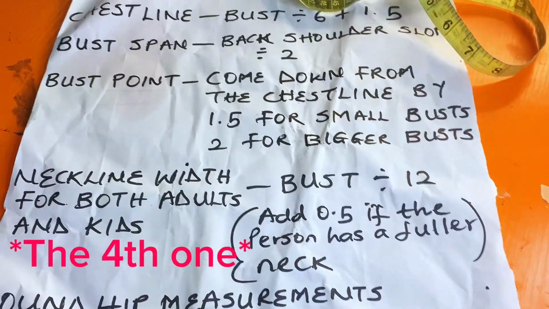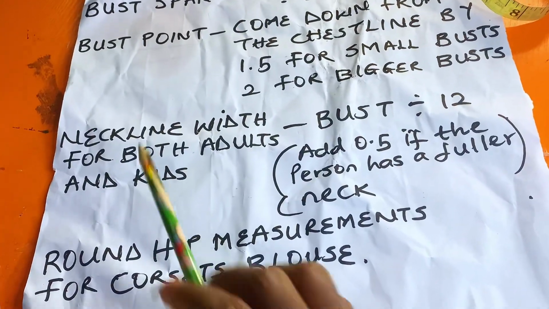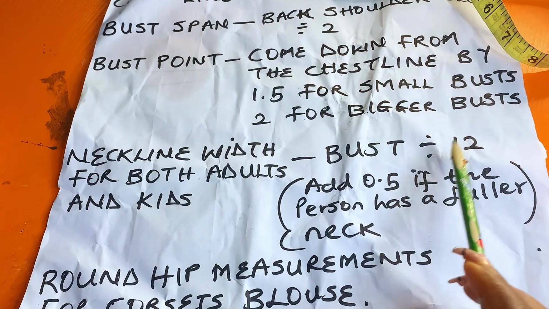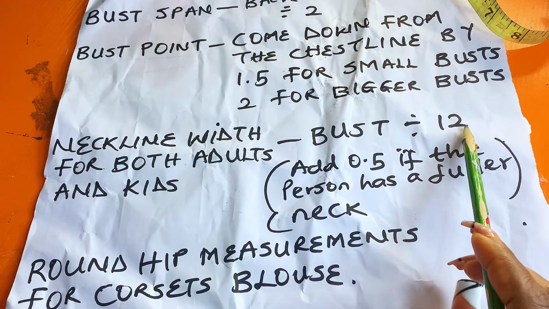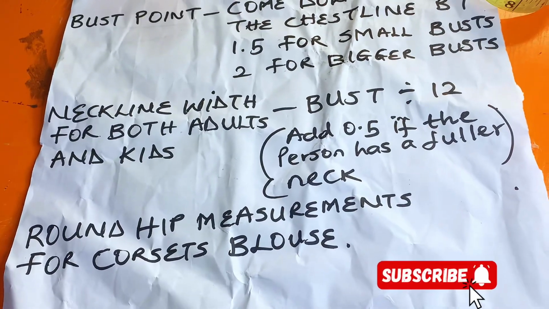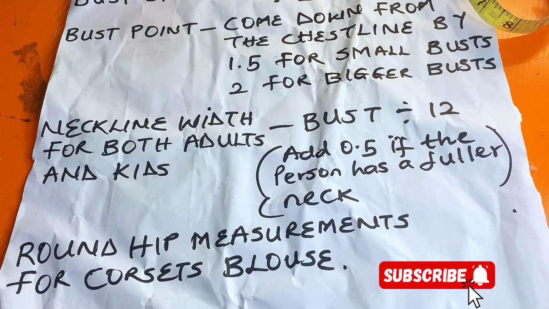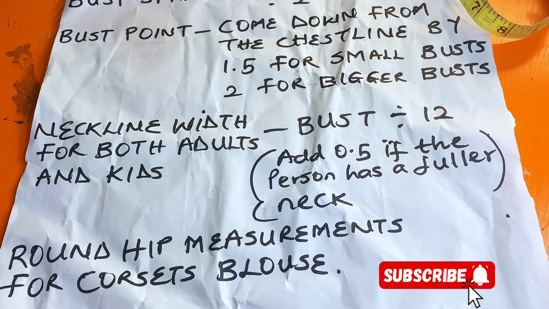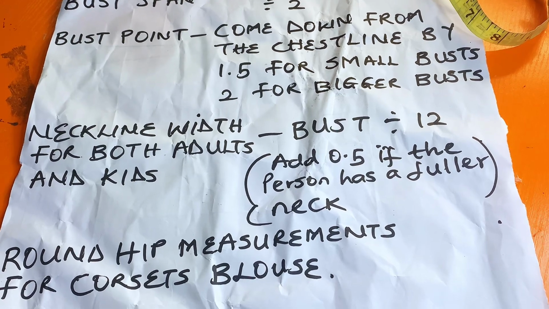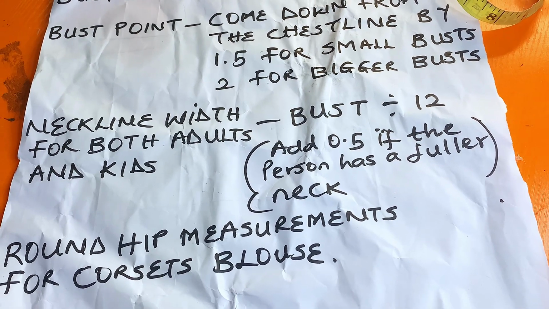So the next one is the neckline width for both adults and kids. We all know the standard measurement for necklines is 3 by 3, but you can't use 3 by 3 for a bust 46. It's not possible. So this measurement right here will give you a guide. Let's use bust 46 divided by 12, which will give you 3.8. So you see it's even more than 3 inches. If you approximate it, it's 4. So for those with a fuller bust, the standard is 4.